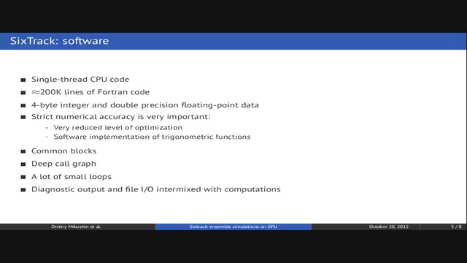We have diagnostic output and file I/O intermixed with computations, which has to be handled somehow, as long as we want to provide to developers the same level of comfort for GPU as they already have for the traditional CPU version.